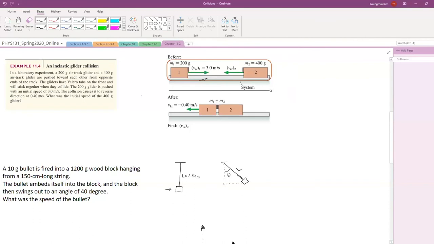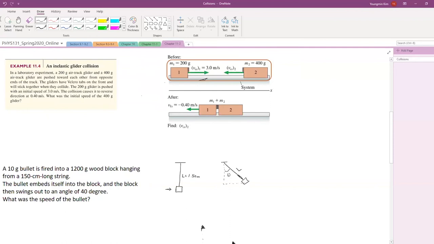Now let's take a look at a few problems to solve. Example 11.4, an inelastic glider collision. In a laboratory experiment, a 200 gram air track glider and a 400 gram air track glider are pushed toward each other from opposite ends of the track. The gliders have Velcro tabs on the front and will stick together when they collide. In other words, they will have an inelastic collision.